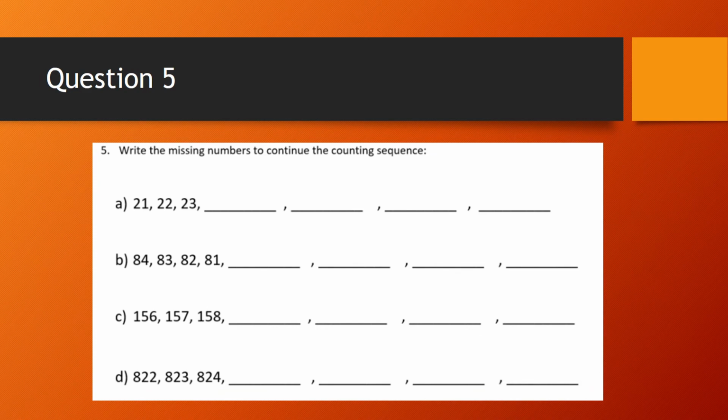Question number 5. Write the missing numbers to continue the counting sequence. A, 21, 22, 23. You have to fill in the 4 lines that go after that in the number sequence. I'll say that once more. 21, 22, 23. Press pause and fill them in.